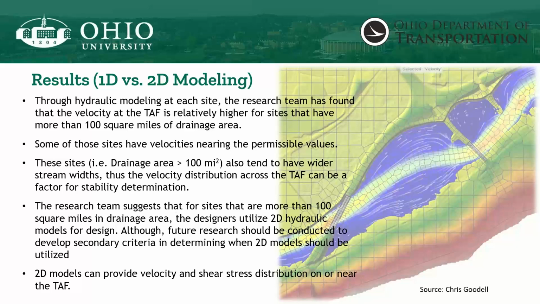The higher the drainage area, you should produce a higher flow. Some of those sites actually have velocity nearing the permissible values that we showed in the table earlier. These sites tend to have a wider stream, so the velocity distribution across the TAF can be a factor for stability determination. The one slide I showed earlier, with a cross section with different distributed velocities for a wider stream, could possibly have a more complicated distribution. So the research team suggests that for sites with more than 100 square miles in drainage area, the design utilize 2D modeling.